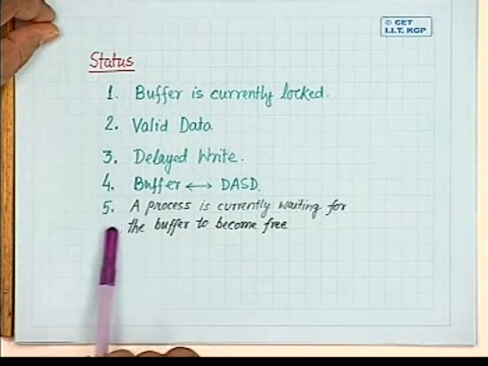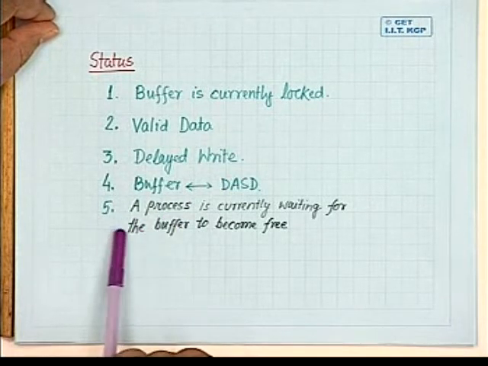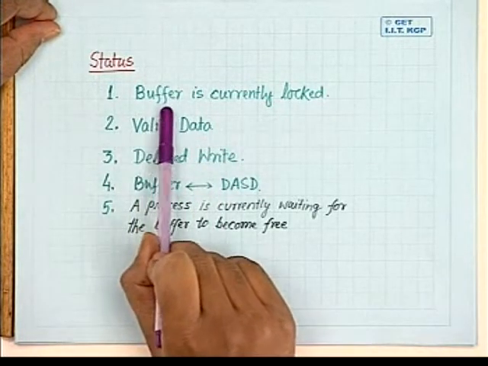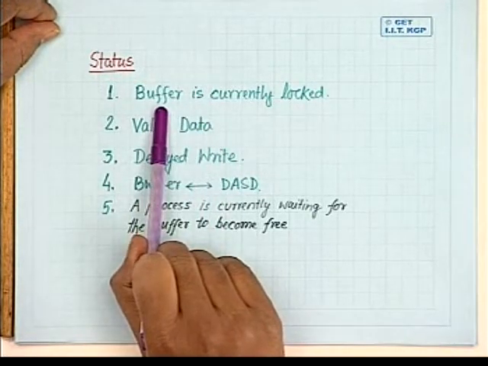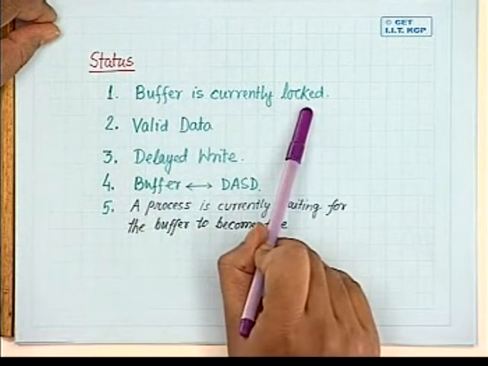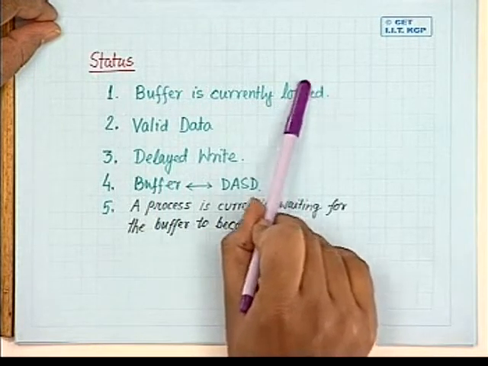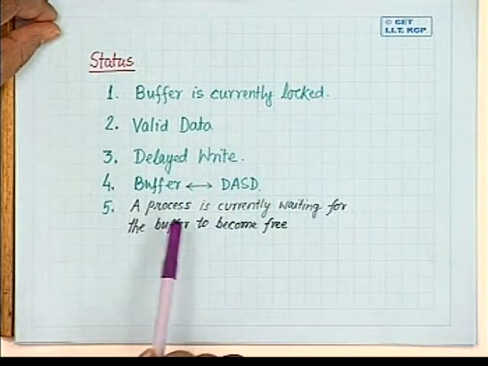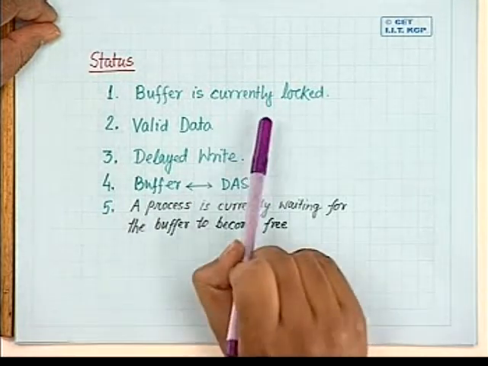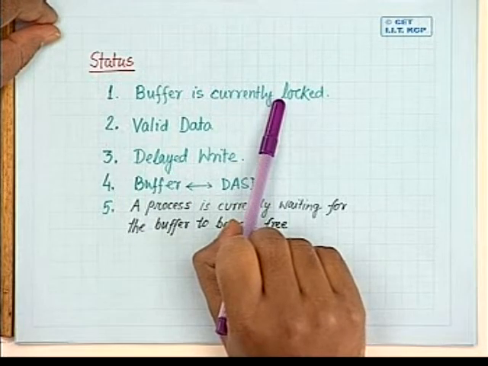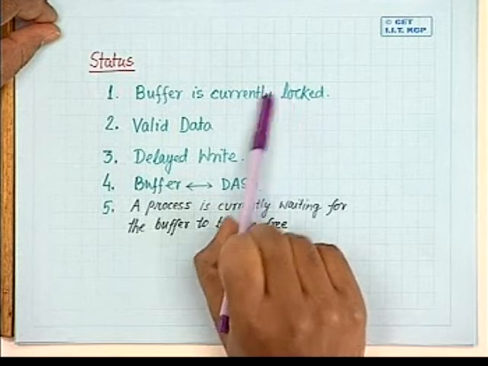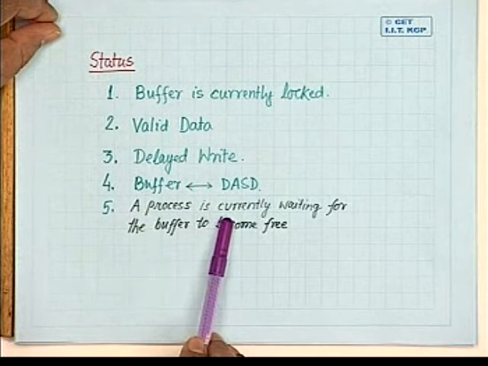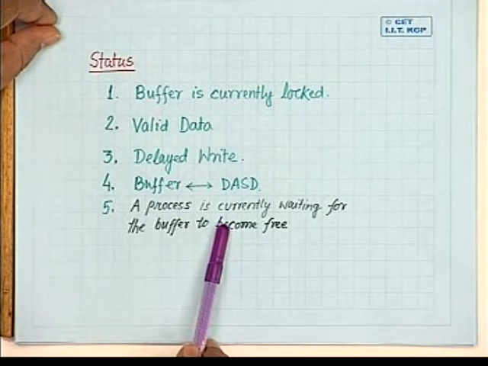Then I can also have information on whether any process is currently waiting for the buffer to become free or not. Some process is using the buffer, and while this buffer is in use, the buffer is locked. During that time, maybe some other process puts a request for the same data block, and the data block is available in the buffer, but the buffer is locked. So in the status field, we maintain some information on whether there is any other process which is waiting for this buffer to become free.